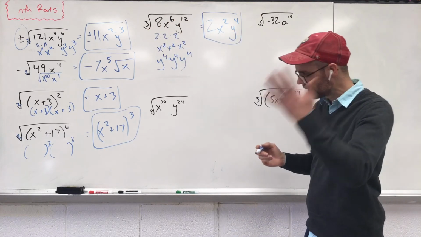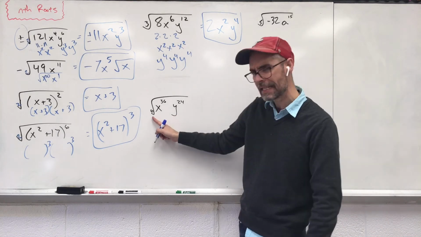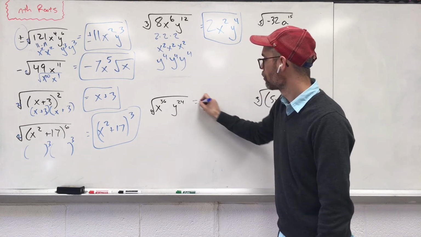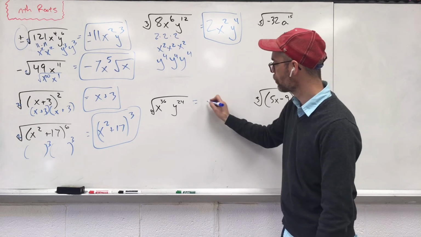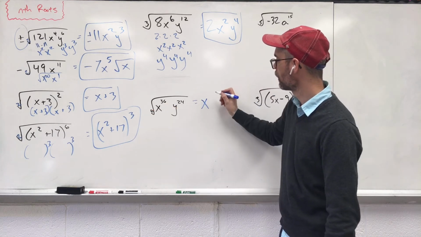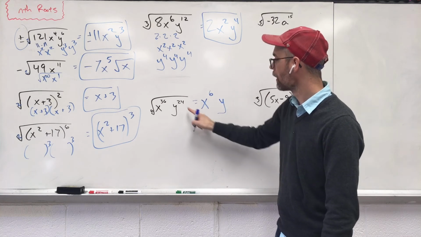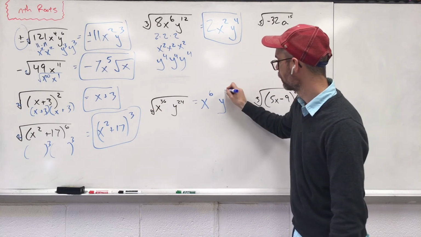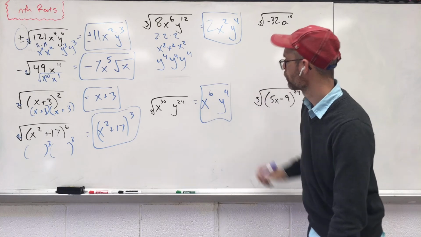We can use that same thought process down here with an index of 6. So what gets repeated 6 times? Well, x, we're going to say 36 divided by 6 gives us 6. Y, 24 divided by 6, 4. Done. Call it a day.